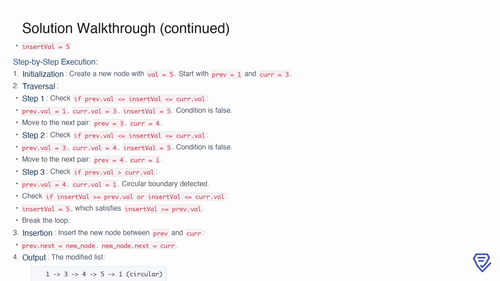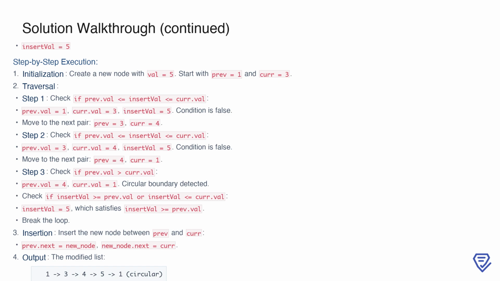Finally, let's examine the case where the value to insert is either the smallest or largest in the list, requiring insertion at the beginning or end of the circular sequence. The input list is 1-3-4-1, and the value to insert is 5. We start by creating a new node with the value 5 and initializing two pointers, previous pointing to the node with value 1 and cur pointing to the next node with value 3. As we traverse, the first condition checks if the value to insert falls between previous and cur.